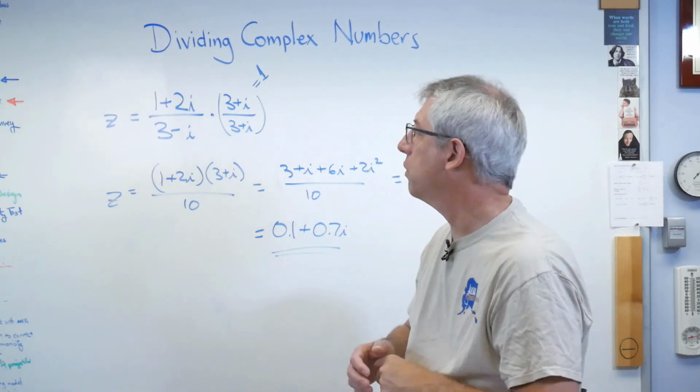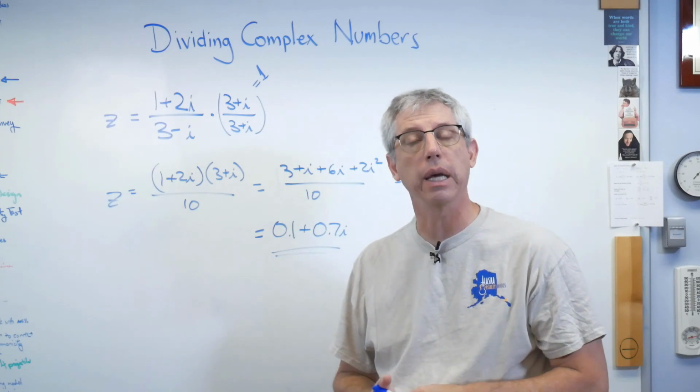Now, the way I've done it here is using what's called rectangular form. There's also a way to do it in polar form.